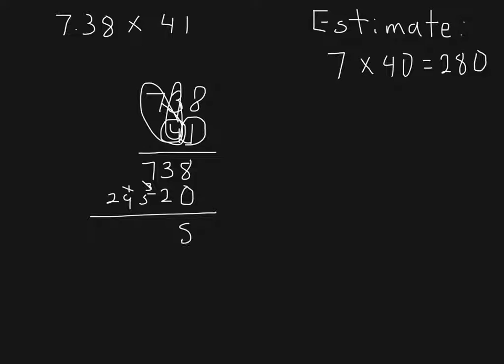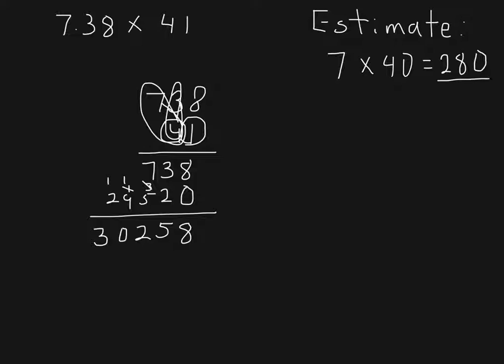8 plus 0 is 8. 3 plus 2 is 5. 7 plus 5 is 12, and I've got a 1 to carry. 1 plus 9 is 10. I'll carry that 1, and 1 plus 2 is 3. So my answer is 30,258. But of course, that is not exactly the answer because I have to place my decimal.